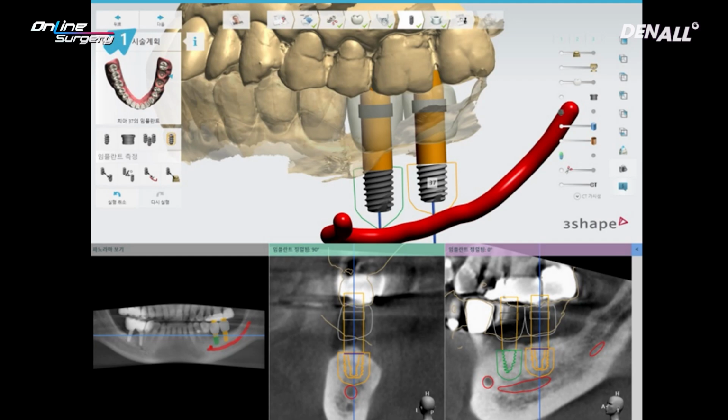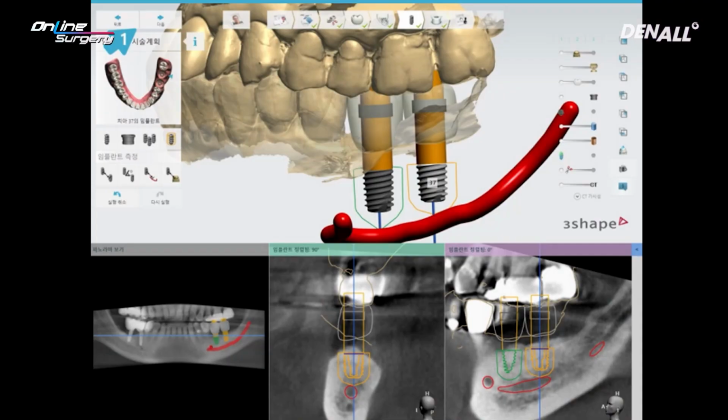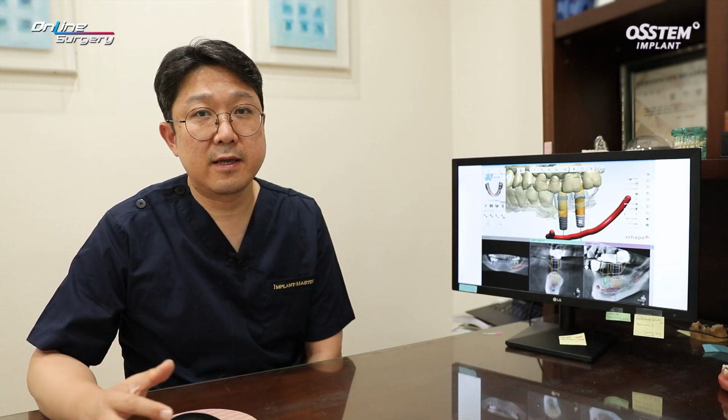When placing implants, we need to pay attention to the distance to the inferior alveolar nerve. The distance was very short, so the plan was to use a surgical guide for the placement. Number 36 implant has some safe distance from the inferior alveolar nerve, but number 37, it is very close to the inferior alveolar nerve. Safety zone is about 1.5 millimeters.